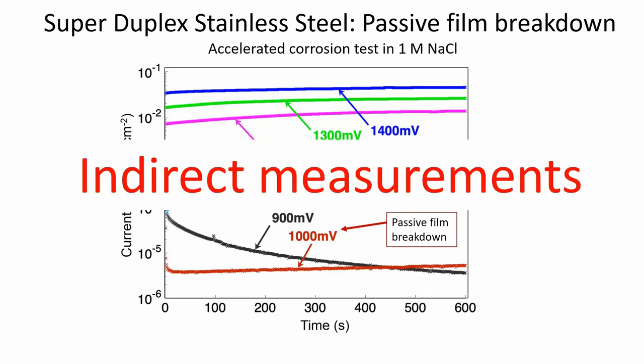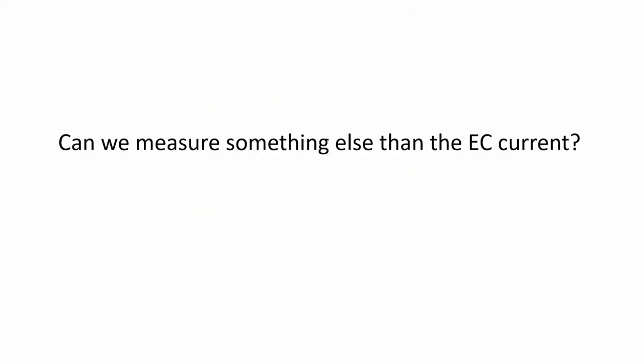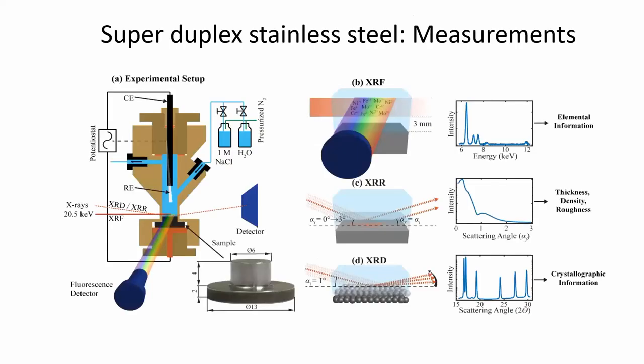For us as surface scientists, this is a little bit indirect, right? You look at the current and then you say, I'm sure the conclusions are correct, but we would like to know what happens on the surface during these types of investigations. So can we measure something other than the current? Yes, one can do that.